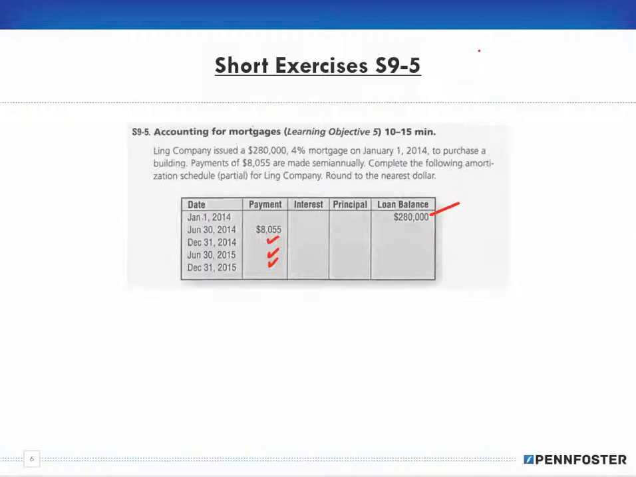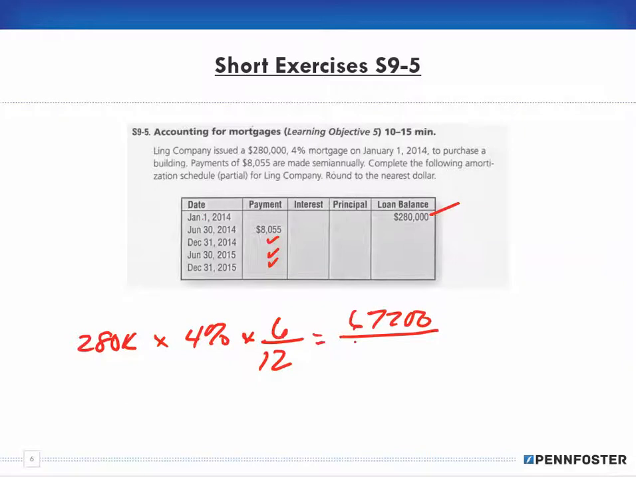So in the first payment, let me do the math down here. We have 280,000, and we're going to multiply that by 4% interest, and it's for every 6 months, so 6 over 12. 280,000 times 4%, times 6, gives us 67,200 over 12. We divide 67,200 by 12, and we end up with $5,600 in interest.